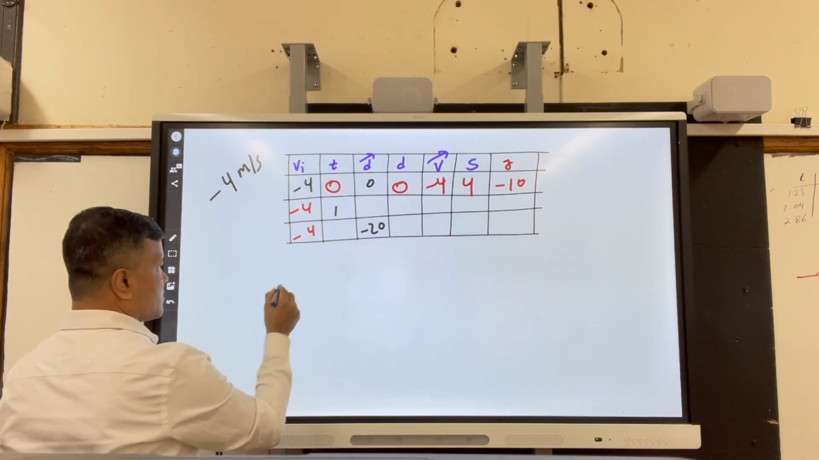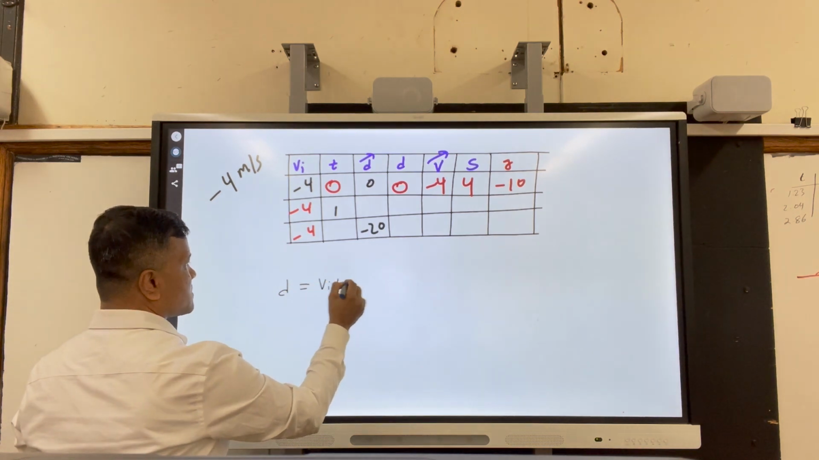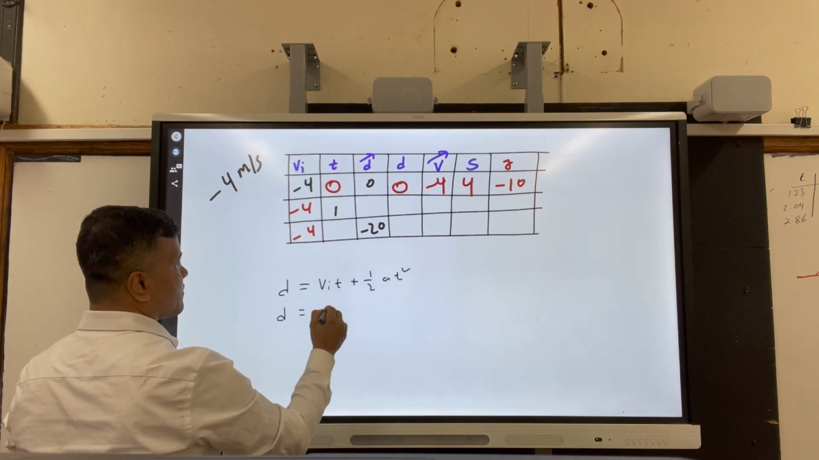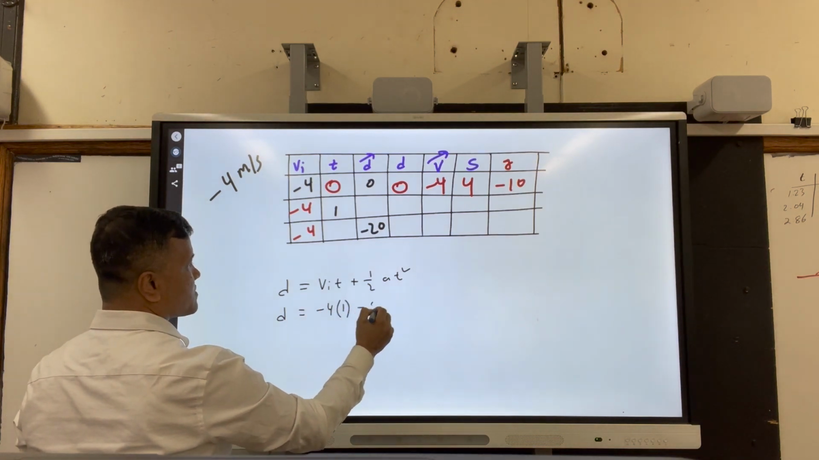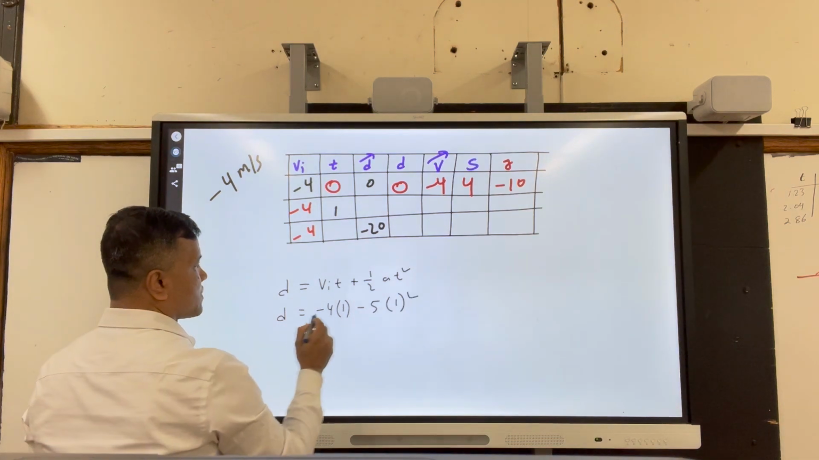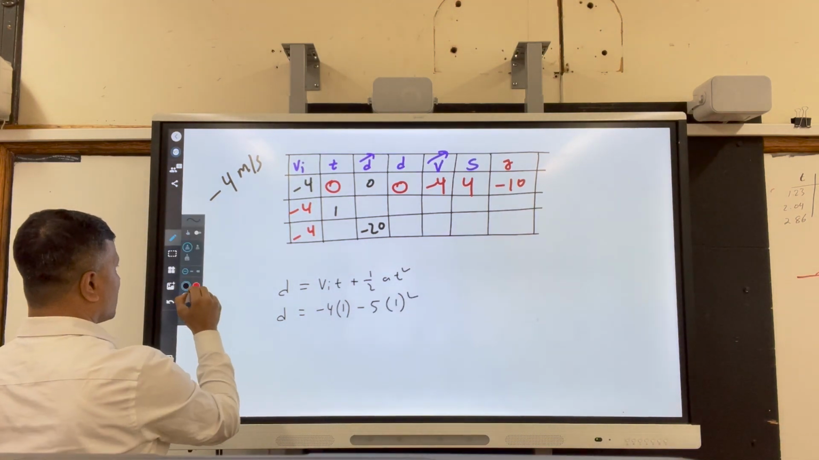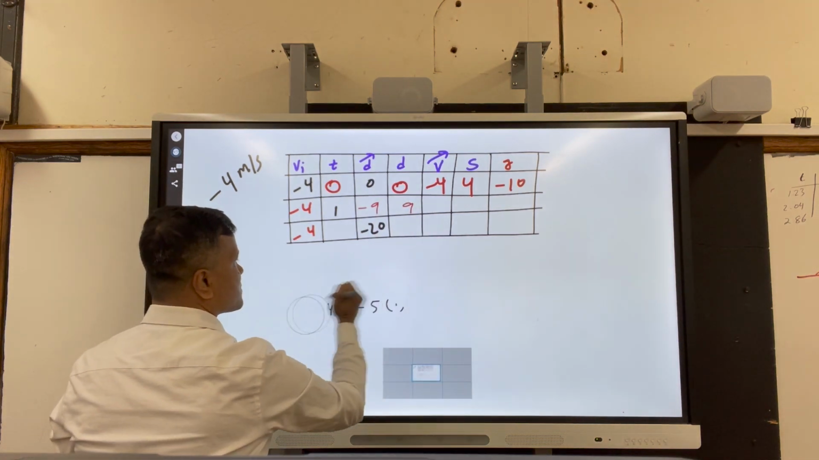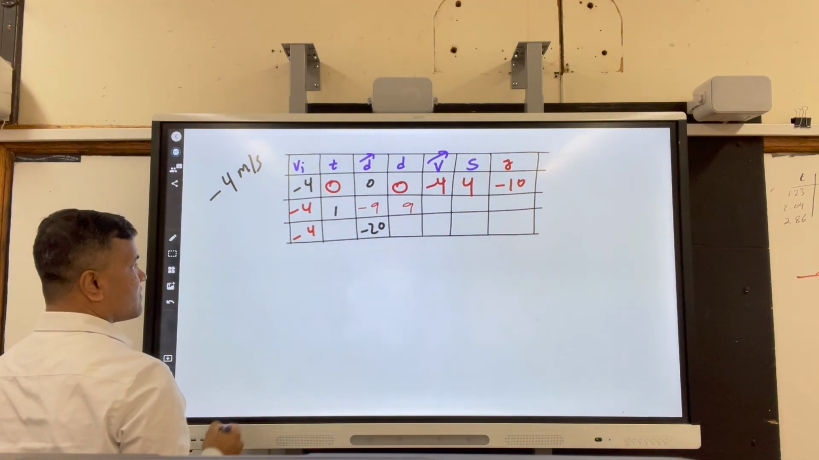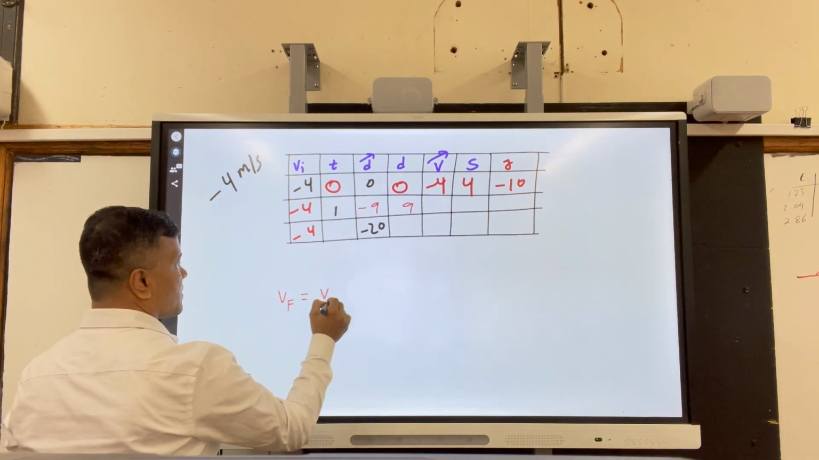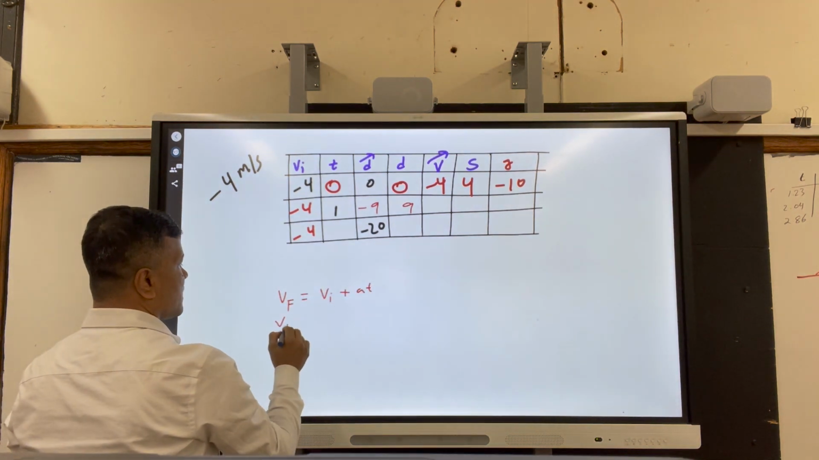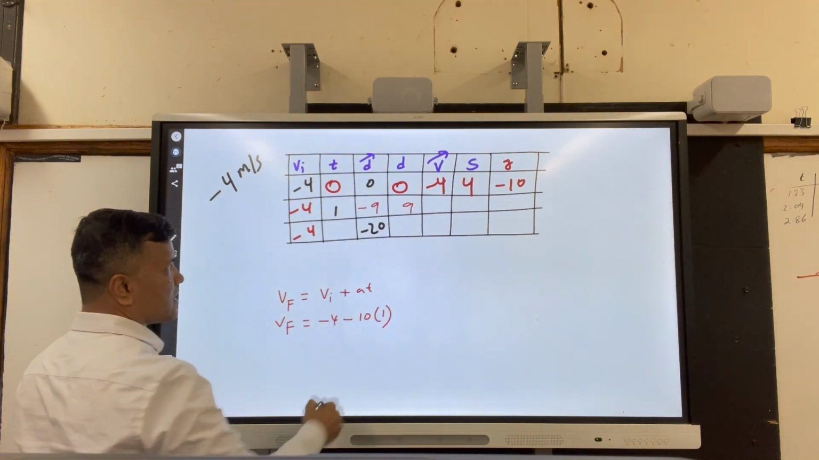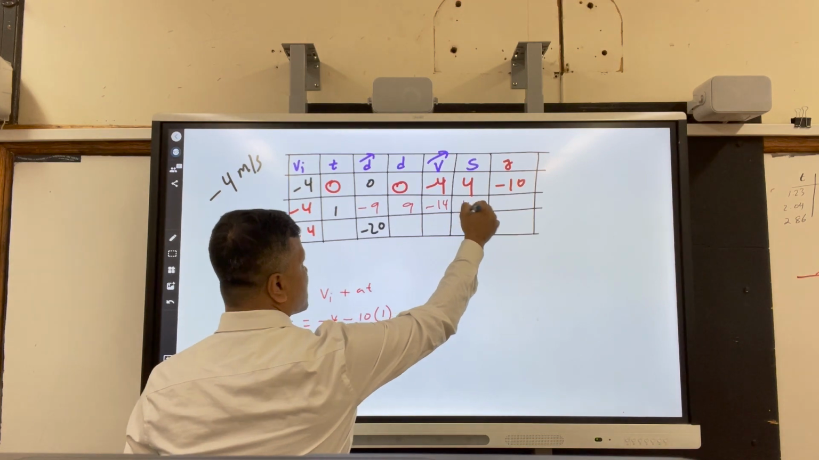How? Displacement is equal to VIT plus half AT squared. So VI would be negative 4, and the time would be 1, minus 5 times 1 squared. So negative 4, negative 5 is, of course, negative 9. Distance is 9. Velocity is, of course, negative 14. How is the velocity negative 14? VF is equal to VI plus AT. VF is equal to negative 4 minus 10 times 1, so it is negative 14, and this is 14 and this is negative 10.